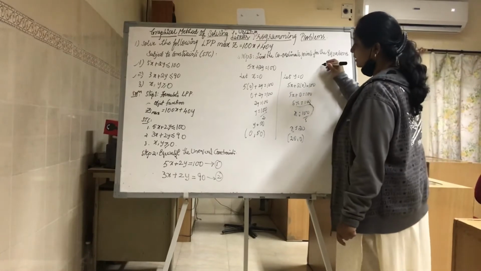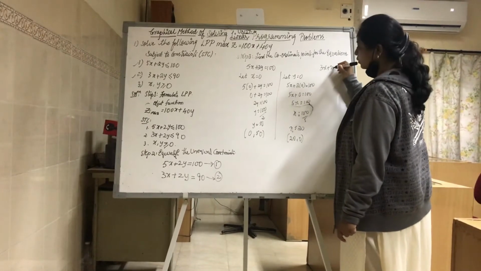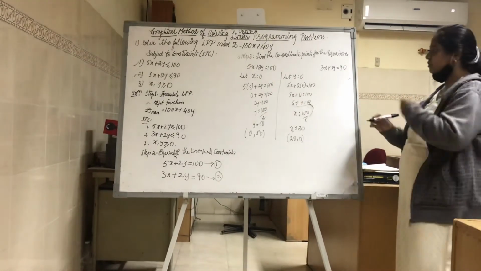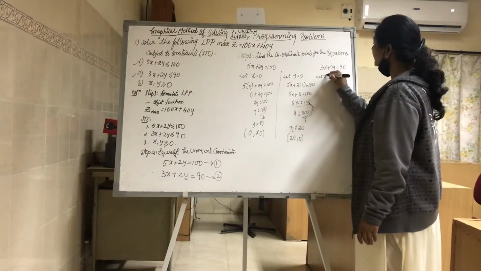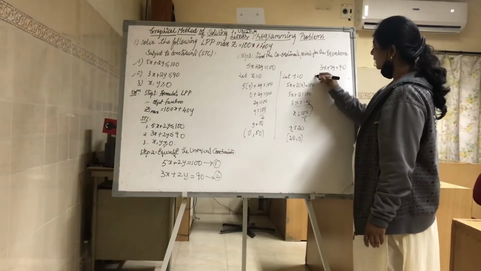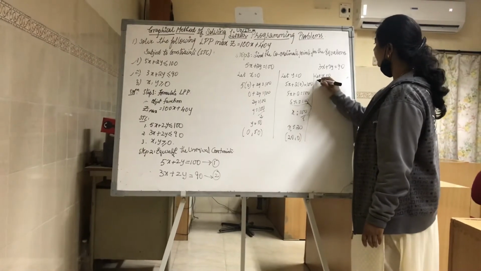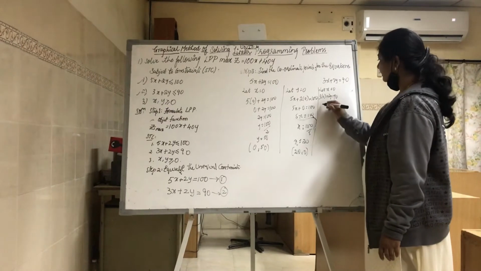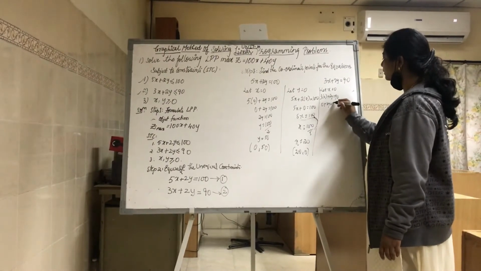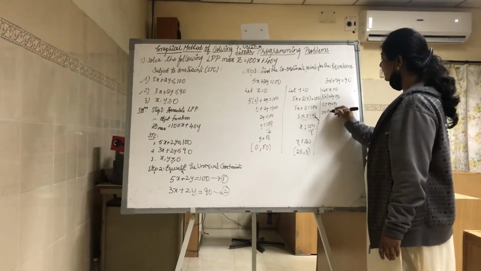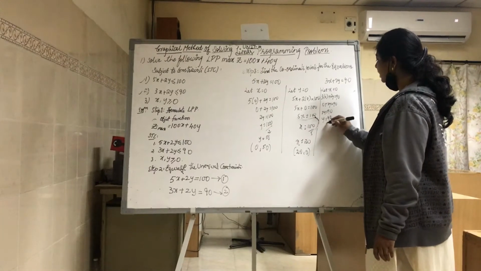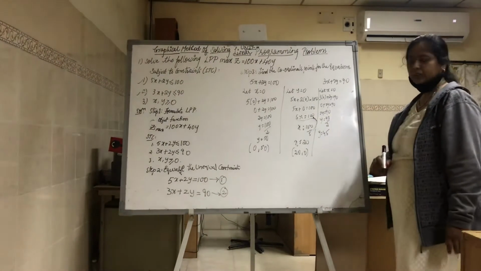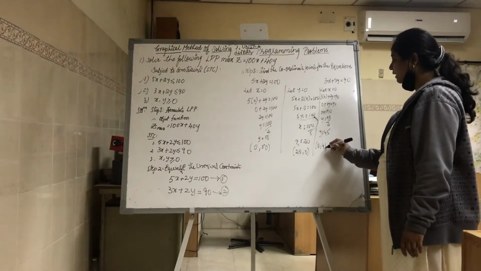That is 3x plus 2y is equal to 90. Okay students, so here let x is equal to 0. Then we will write it as 3 into 0 plus 2y is equal to 90. That is 0 plus 2y is equal to 90, 2y is equal to 90. Y is equal to 90 by 2. Then y is equal to 45. Okay, so it is 0 comma 45.